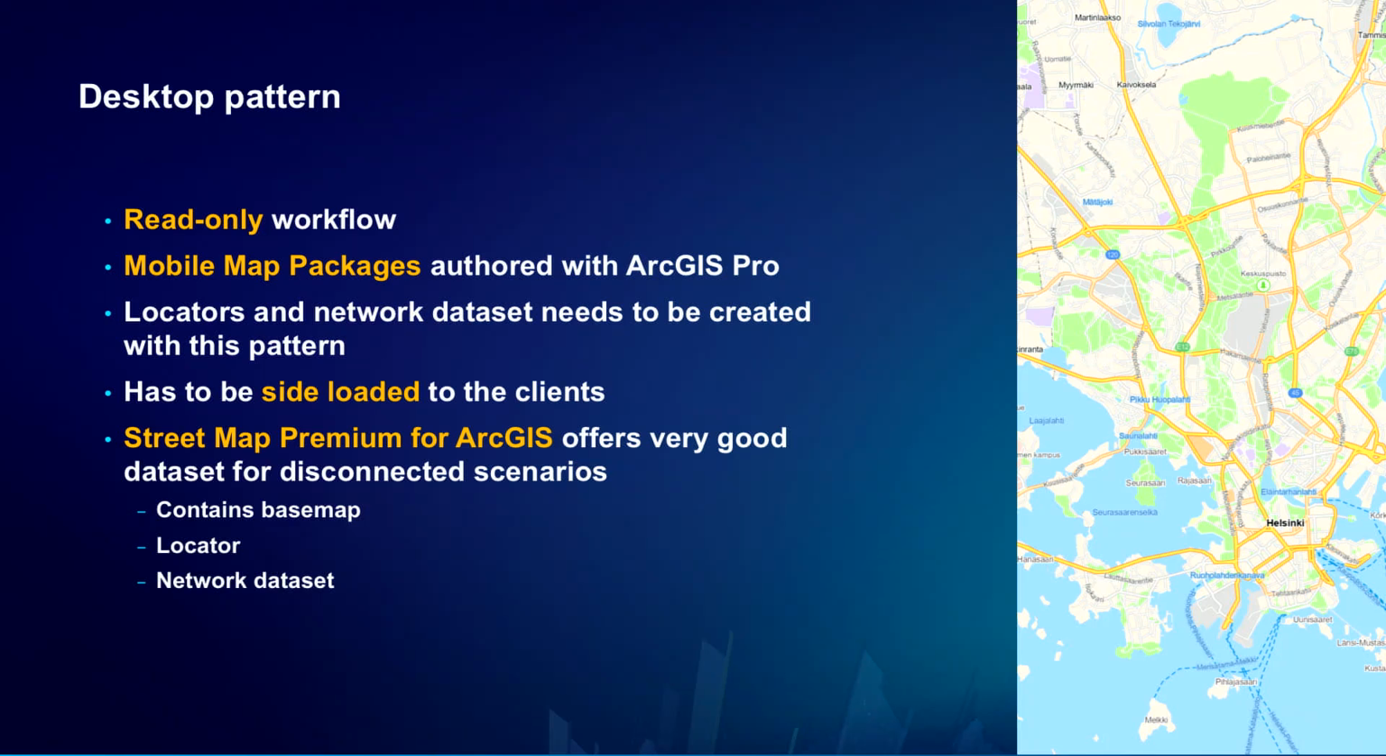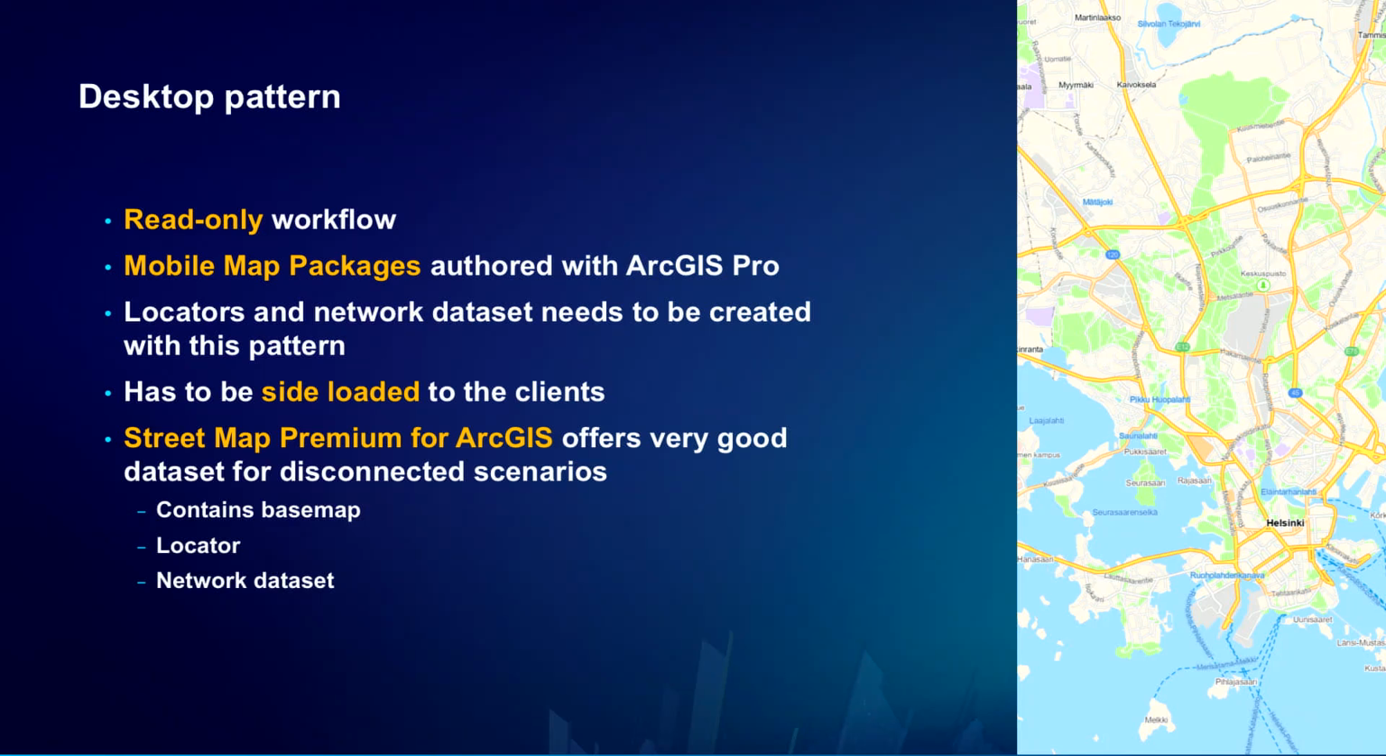The data is packaged as mobile map packages, which can include your locators and network datasets as part of your mobile map package. And mostly the mobile map package has to be side-loaded into your device, or you can host it on a web server and download it whenever you need, or you can use ArcGIS Online as well for that. One good offering we have is StreetMap Premium Data for ArcGIS, which also packages data as mobile map packages, which includes a really good base map of streets, and it includes locators as well as network datasets.